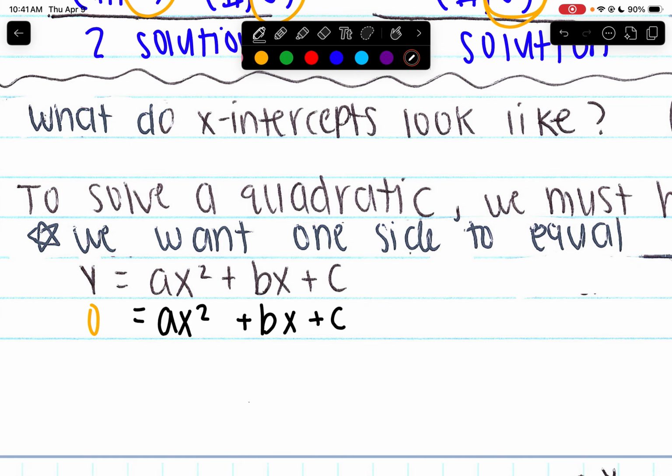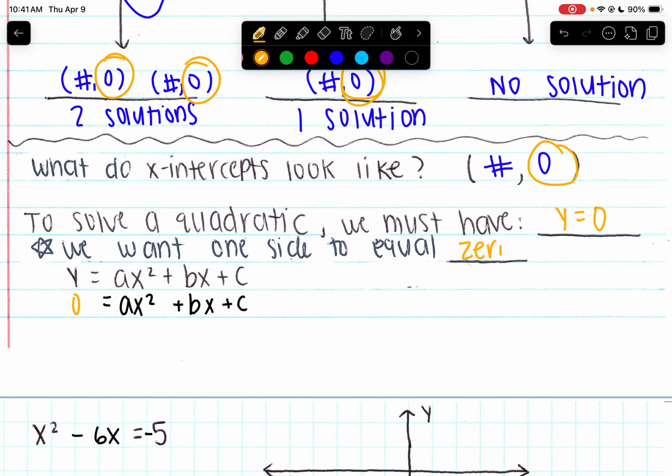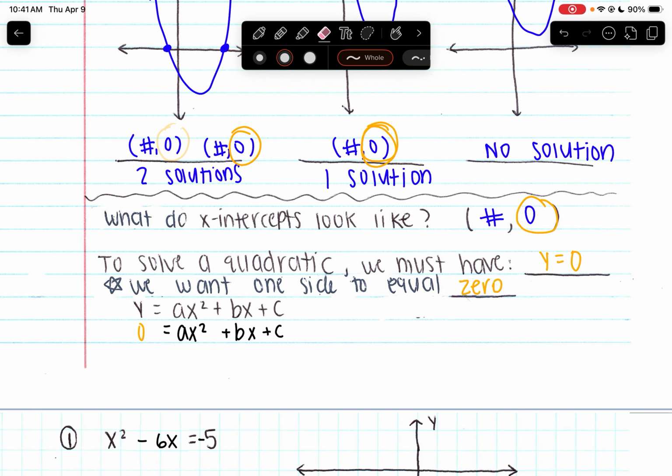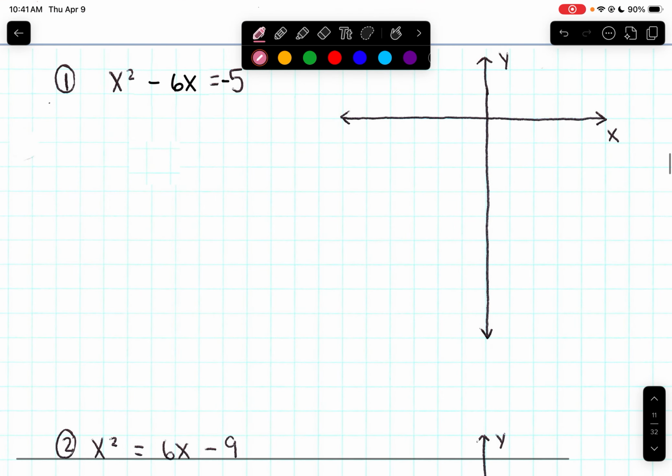And it does not matter which side the 0 is on, but typically you want 0 on one of your sides. So again, as the key takeaway here, we want one side equal to 0. Let me go ahead and get rid of these yellow circles real quick. Okay. All right, so we're going to go ahead and start with the first problem.